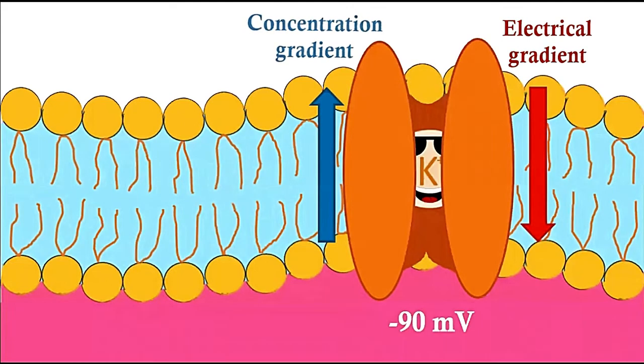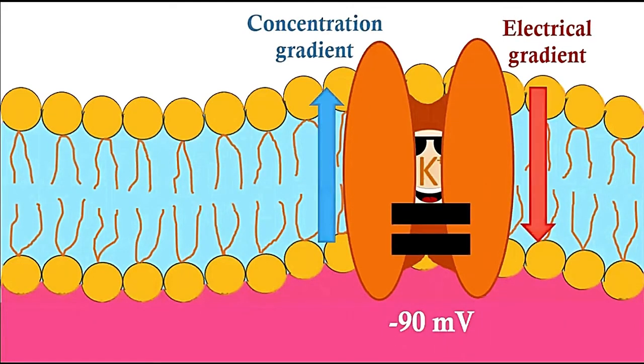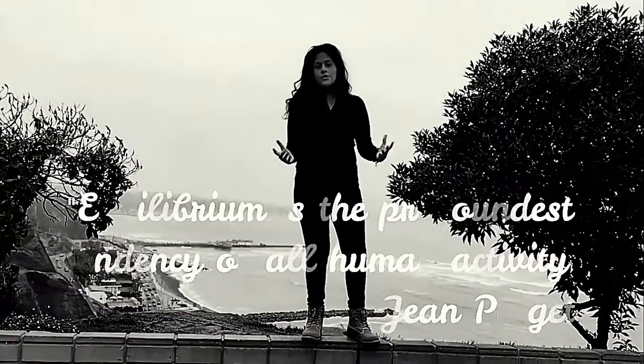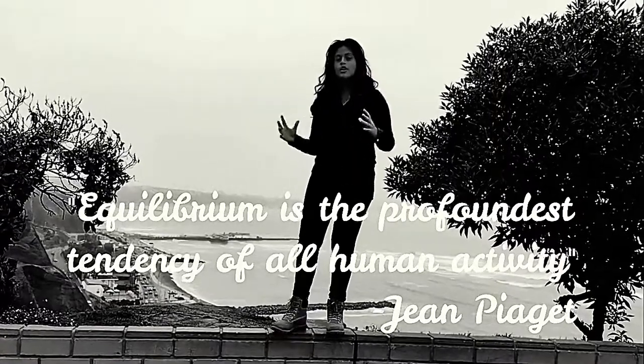So the concentration gradient and the electrical gradient are equal but opposite. And remember, equilibrium is a profound stance of all human activity.